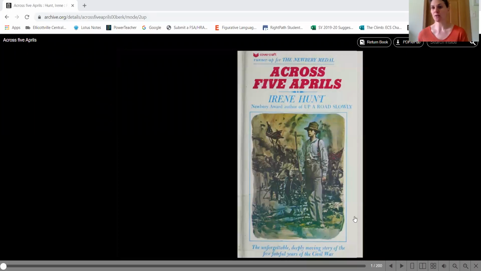So let's take a preview. We're going to take a look at the book I borrowed. There it is. So it's similar to your book. If you have one there, you can see that the picture that is on the front is the same as yours. And we see on the front the title, Across Five Aprils by Irene Hunt. It was a Newbery Award. This one wasn't, but her book, she's a Newbery Award winner. So she is a very well-known author.